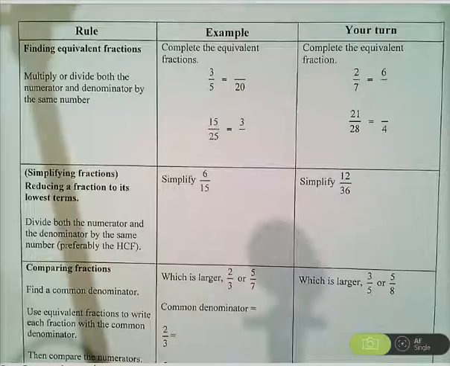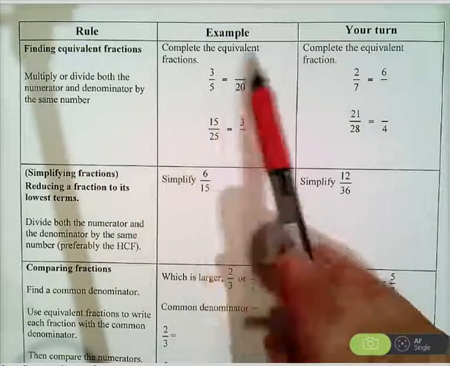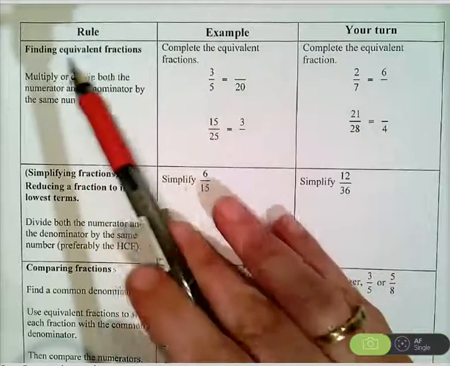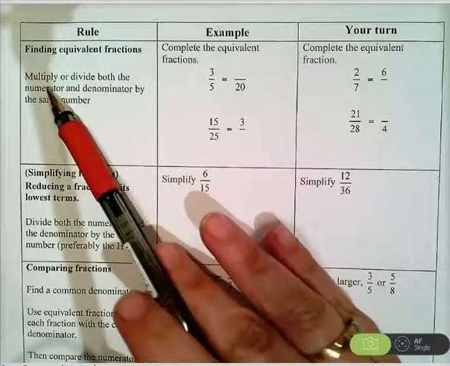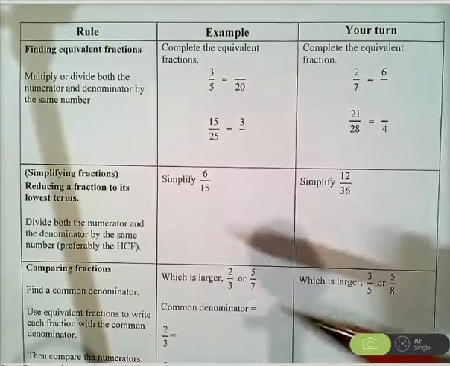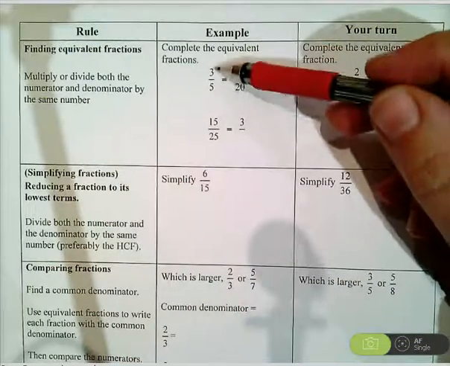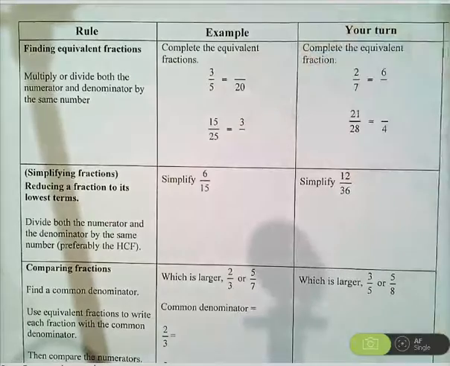Now for the next page in your fractions revision. Here we are wanting to complete the equivalent fractions. Now, the rule to find equivalent fractions, you either multiply or divide both the numerator and the denominator by the same number. So we're saying 3/5 or 3 over 5 is equal to something over 20.